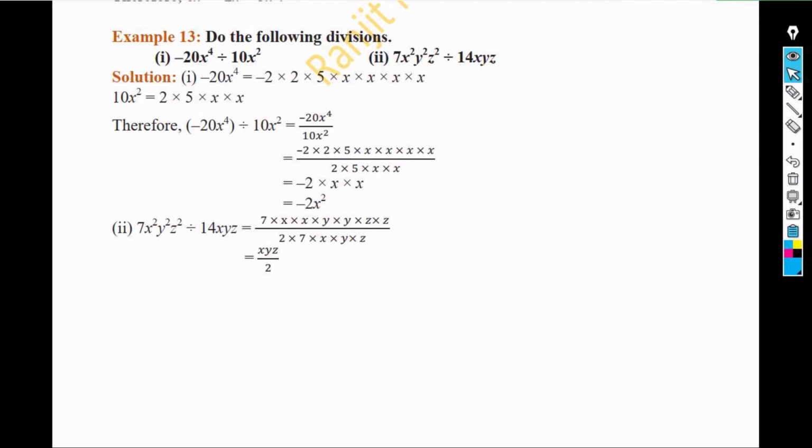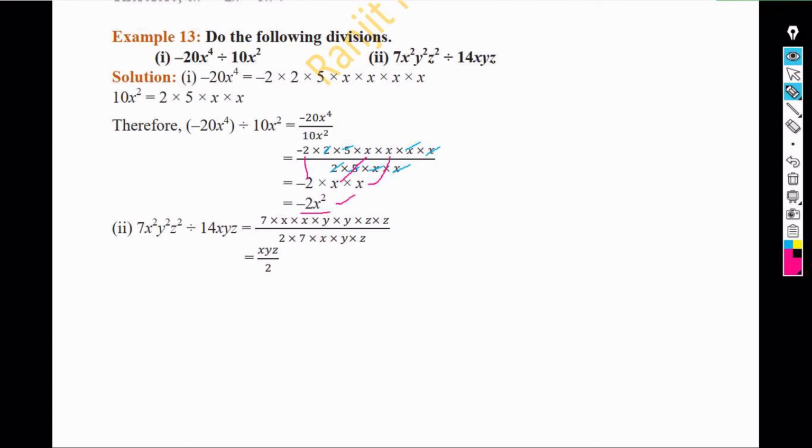Now, from numerator and denominator, cancel the common terms. x cancels x, 5 cancels 5, and 2 cancels 2. That means there remains minus 2 and into x, that is minus 2x square.